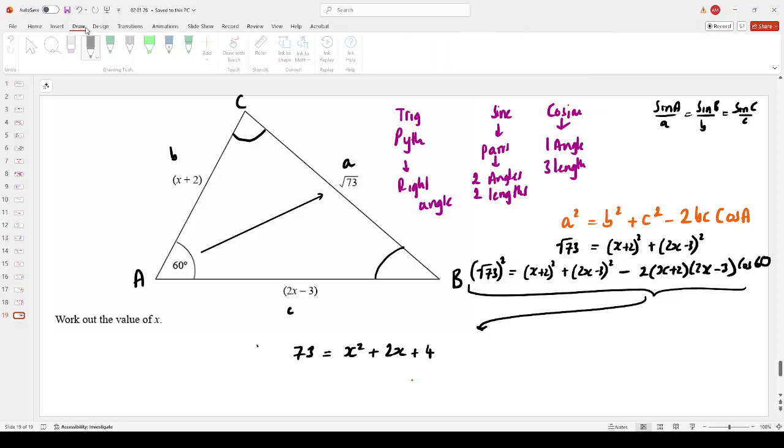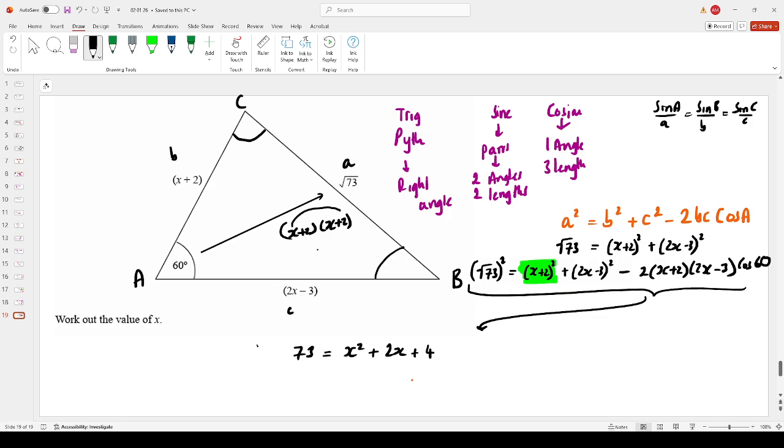All I've done is I've expanded this. So x times, if you've forgotten, it's x plus 2 and x plus 2. So x times x is x squared, 2 times 2 is 4, and x... No, hold on. Shouldn't that be 4x? Should be 4x, right? Okay. Right. Can everyone expand the next one?